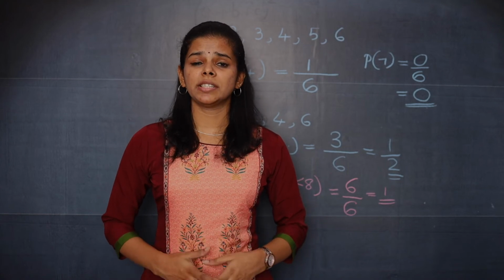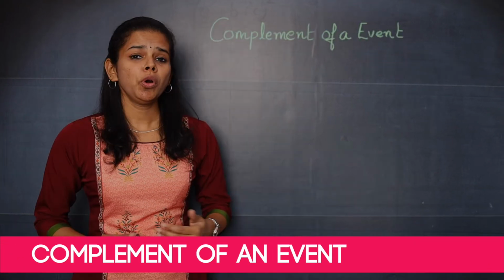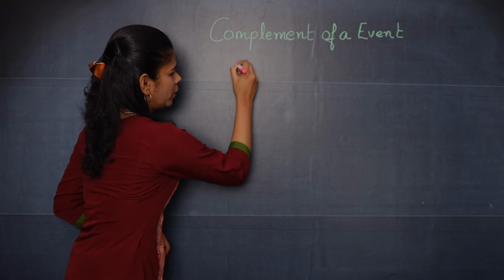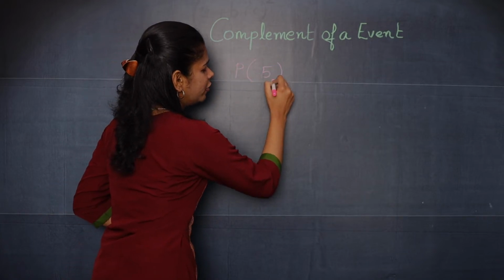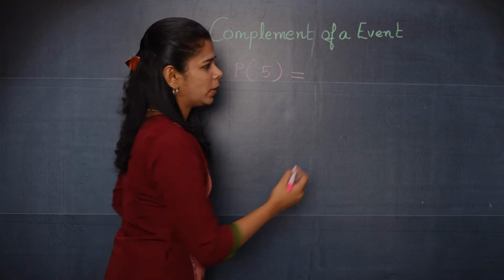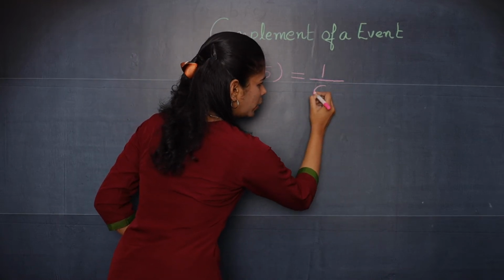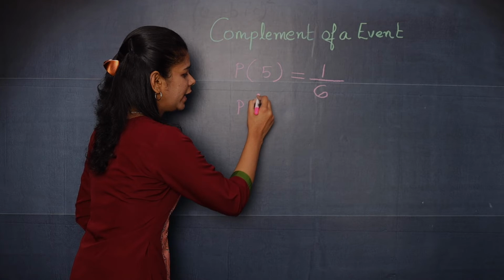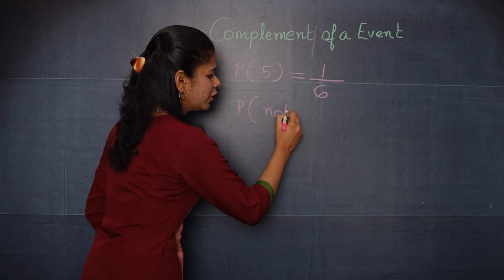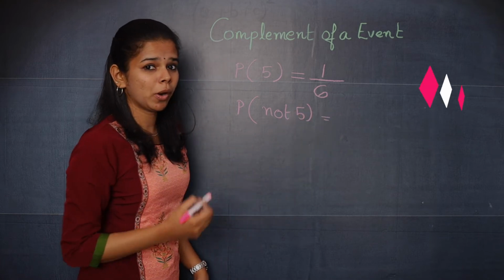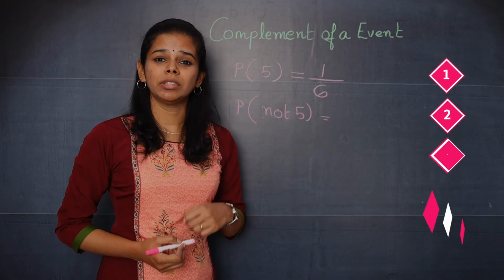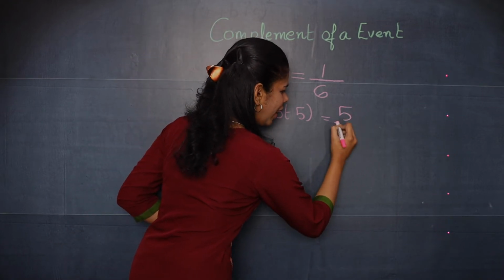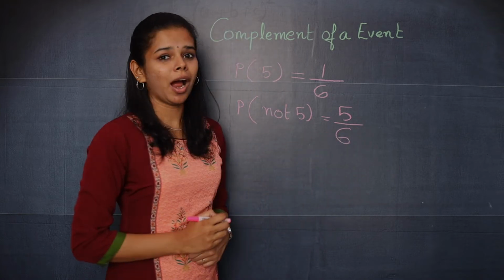Now let's learn what is a complement of an event. What is the probability of getting the number 5 when you roll a dice? The number of favorable outcomes is 1 and the total number of outcomes is 6. So it is 1 by 6. But what is the probability of getting a number that is not 5? Which are the possible outcomes? You have 1, 2, 3, 4 and 6. So how many possible outcomes are there? 5, divided by the total number of outcomes.